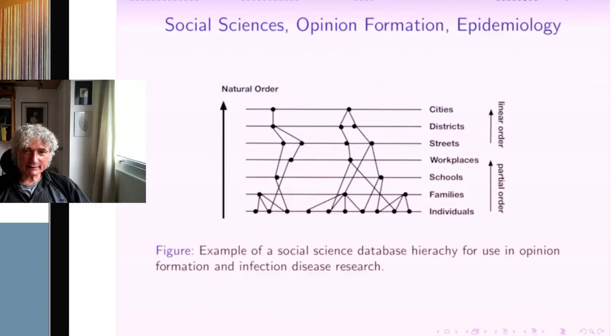It is clear that hierarchical hypergraphs can be used in any kind of science. But here I have one example, which is from, let's say, the social sciences; it could also be used for opinion formation or epidemiology. I wanted to show you this example because here you have two types of classifications.